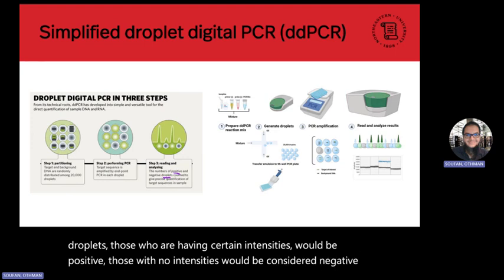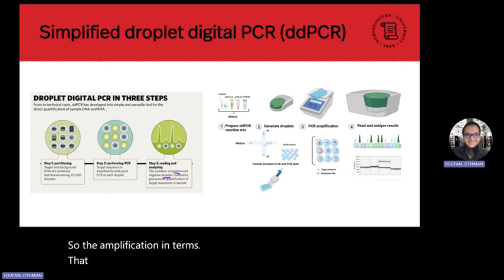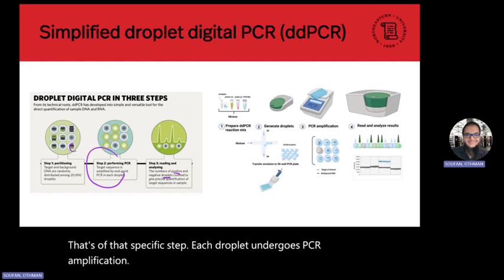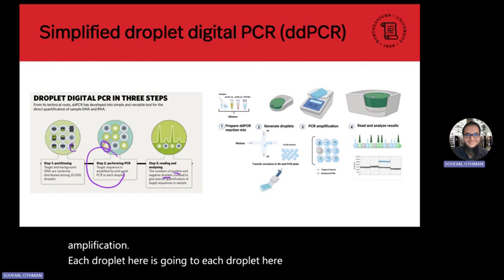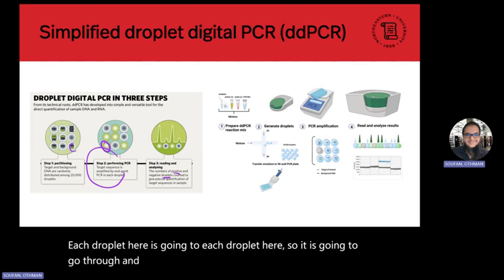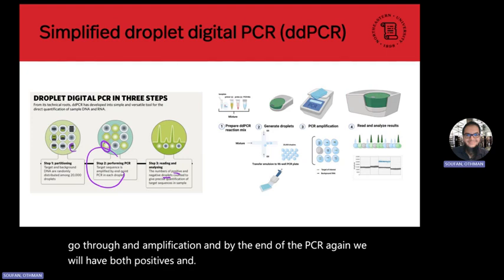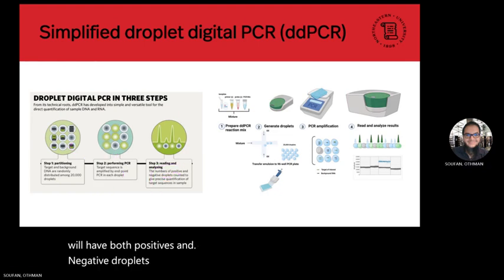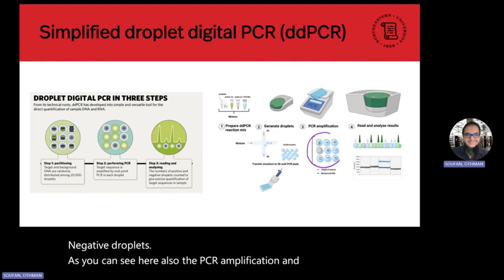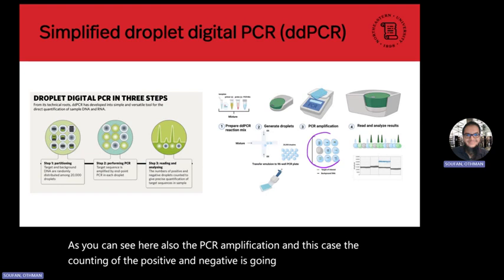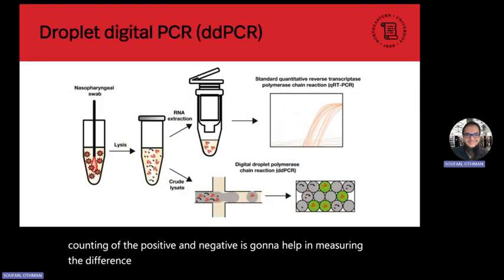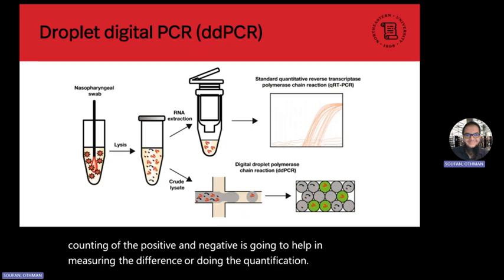So in terms of the amplification step, each droplet undergoes PCR amplification. Each droplet here is going to go through an amplification. And by the end of the PCR, again, we will have both positive and negative droplets, as you can see here. The counting of the positives and negatives is going to help in measuring the difference, or doing the quantification. This is one application, for example.